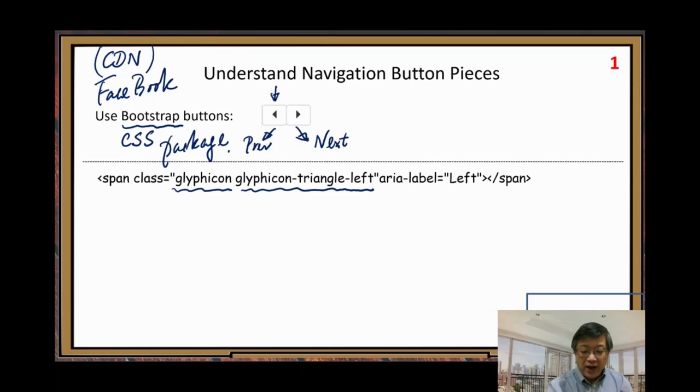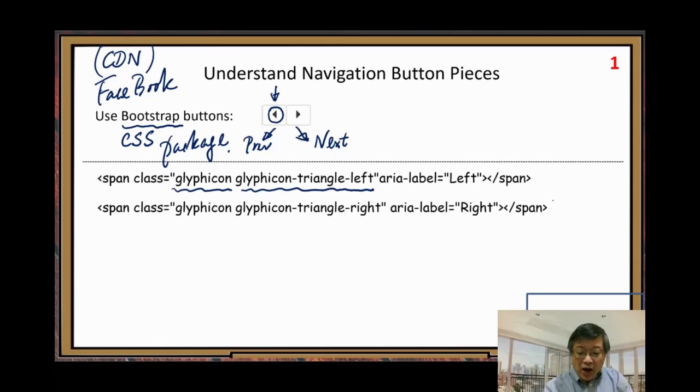All right, so then this span element just gives us the internal triangle graphics. That's it. No button. This span element is just that triangle graphics, still not including the outside button part. For the outside button, we need another button element. Similarly, for the right triangle, we just change the name, so you get the right triangle. These two graphics. All right.